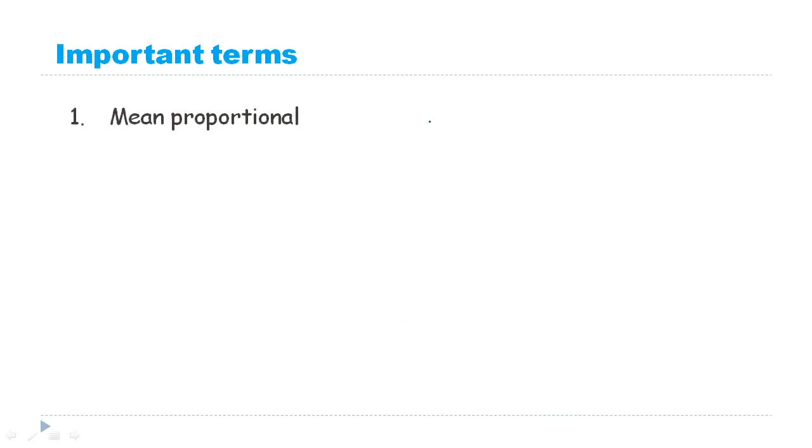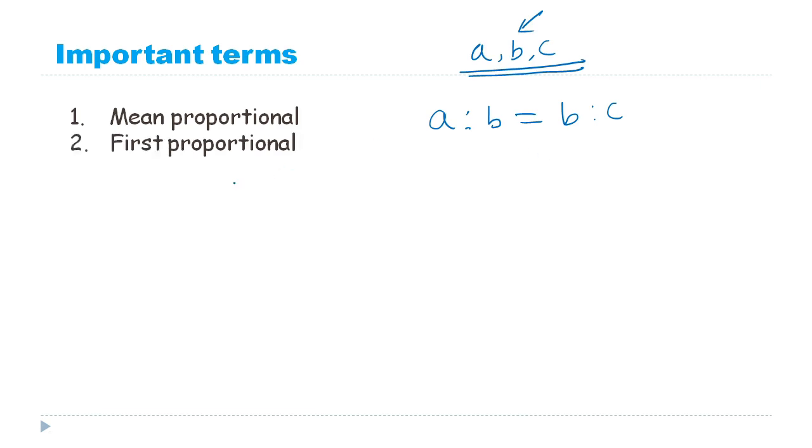Mean proportional. So A, B and C are in continued proportion. Let us write a note like this: A is to B is equal to B is to C, and the given terms are A, B, C. So which one is called the mean proportional? This middle term is known as the mean proportional. Secondly, this A is called the first proportional and this C is called the third proportional.